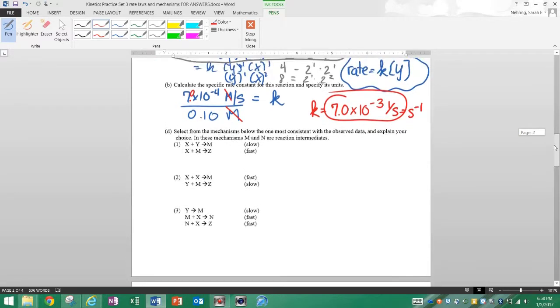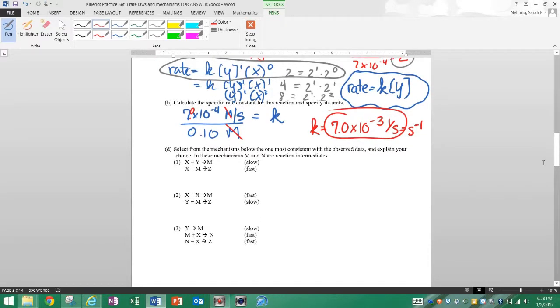And then I want to figure out which of these reaction mechanisms is consistent with the observed data, basically consistent with the rate law I already determined. So let's work through our scenarios. If this first reaction were the correct mechanism, then my rate law would be determined by the molecules in the slow step. So my rate law would be k times x times y, because I have one molecule of x and one molecule of y in my slow step.